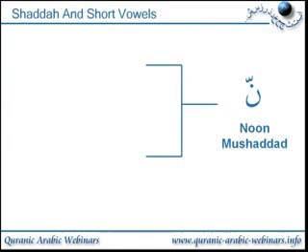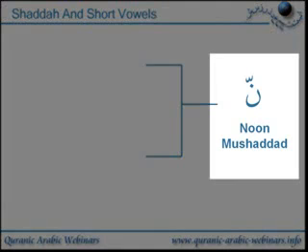Now we're going to look at the letters with Shaddah and how they work with short vowels. First thing to note, any letter which has the Shaddah symbol on it will be known as mushaddad. So here we have a Noon with Shaddah, so you can actually call this the Noon mushaddad. So by saying that, we know that the Noon is carrying a Shaddah.